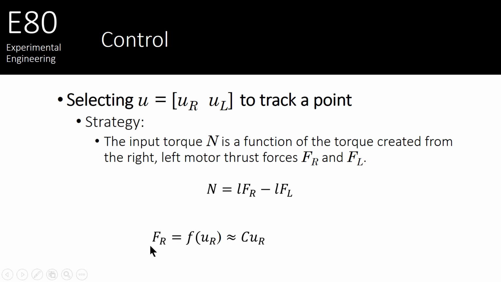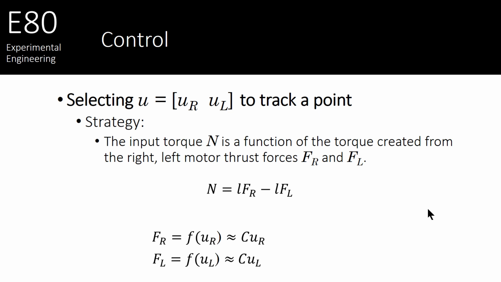Now, each output force from the thrusters is some function of the signal coming from the controller. We're going to approximate that with a linear function, maybe with some constant c. And this you should probably do some system identification, or maybe you've already done something like this way back in E79.